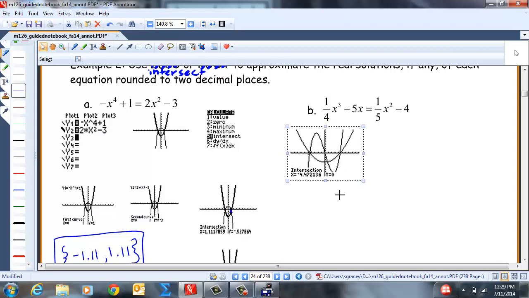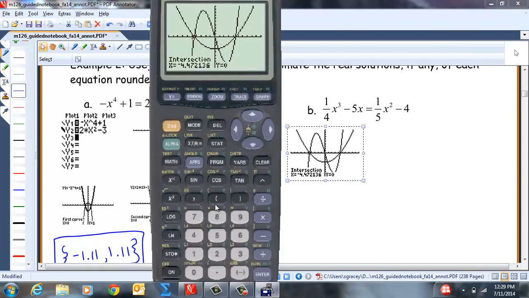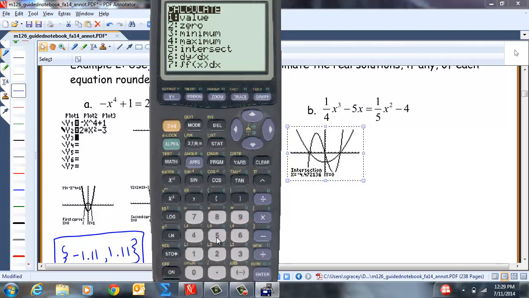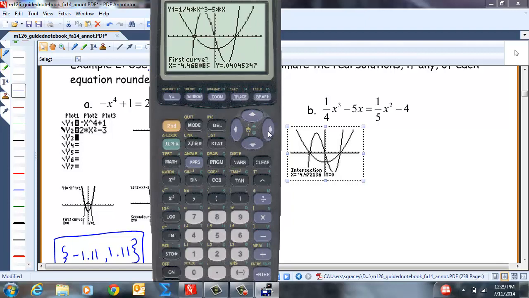At approximately negative 4.47. So moving right along, you just do it all over again. Second, calculate, intersect. But now we have to make sure we're closer to the one over here. So as long as you're closer to this one than any of the other ones, you can start hitting enter.